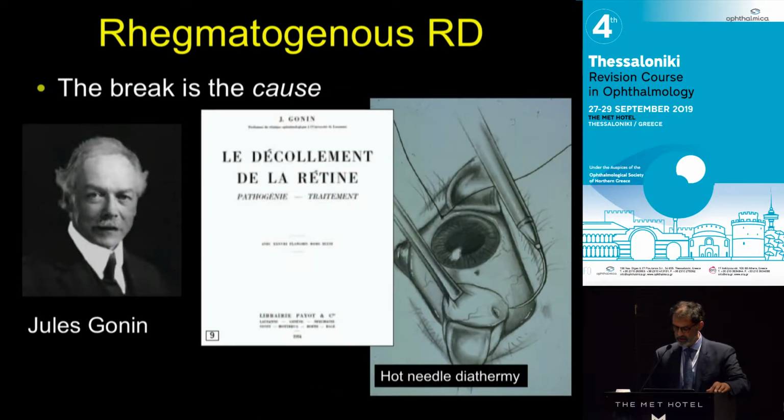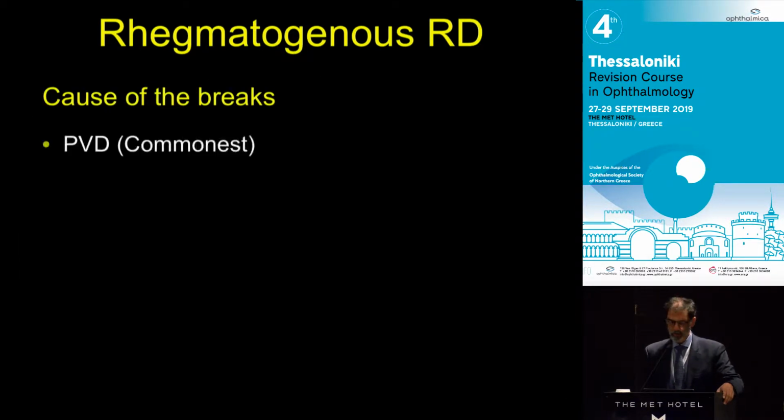And just to remind you, we've got it easy now with small gauge surgery, wide angle viewing systems. Here he would heat up a bent needle and stick it into the eye while looking and seal the hole on itself, not to anything else, but just to crumple up the hole, and he still got them to work. What about the cause of these breaks?